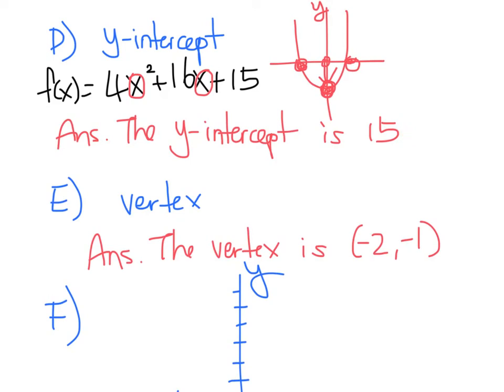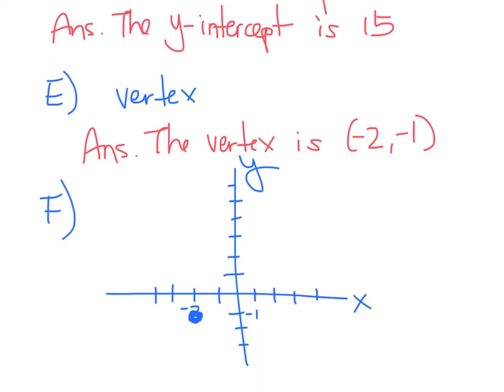15, right? So I'm going to find my 15, and I obviously cannot because I have to go up really, really high. So I'm just going to pretend that, oh gosh, I did a very bad job. Let's say that this is 15, okay? So that is my y-intercept, okay?